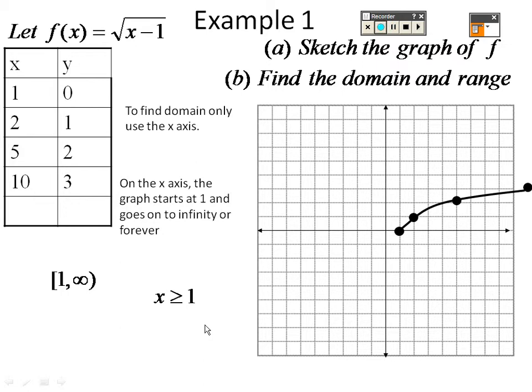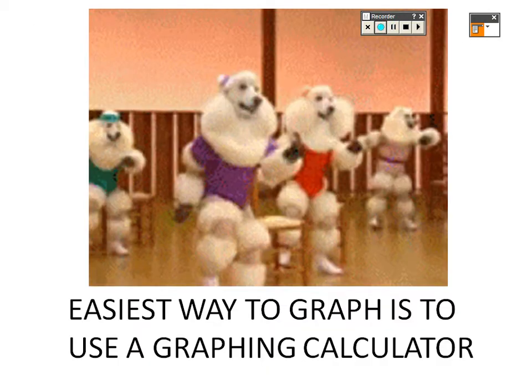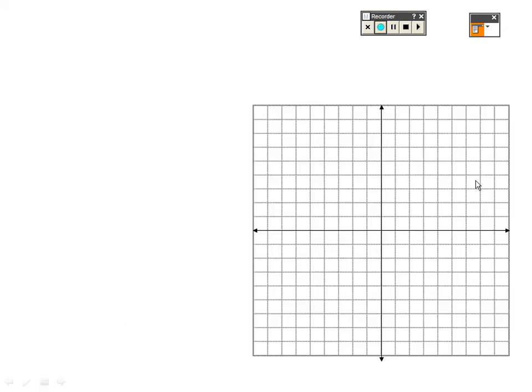The range, on the other hand. To find the range, you use the y-axis. Only the y-axis. If it touches 0, then it will keep going up. As it keeps going, it gradually keeps going up. So it touches 0, and it keeps going up. It's going to gradually get bigger and bigger. So it goes from 0 on up. And since it touches it, that's why it's from 0 to infinity. Once again, easiest way to graph.